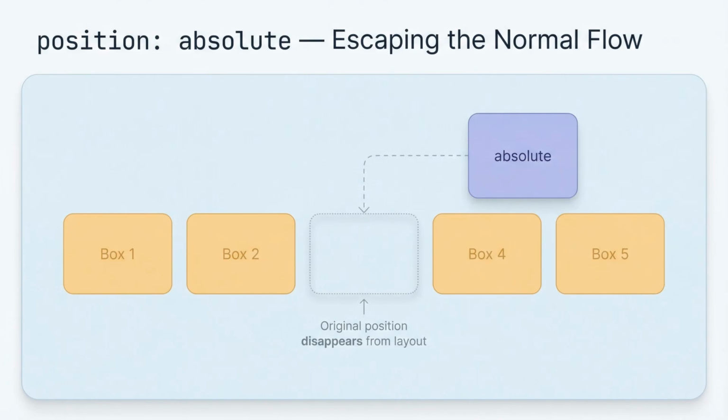Now, absolute positioning works very differently. When you apply position absolute to an element, it is completely removed from the normal document flow. Its original position disappears. Other elements don't leave a gap for it anymore. The element floats free and is positioned relative to its nearest positioned ancestor.